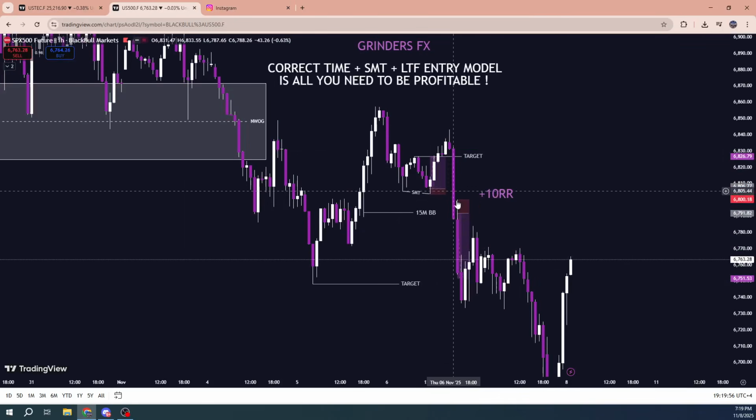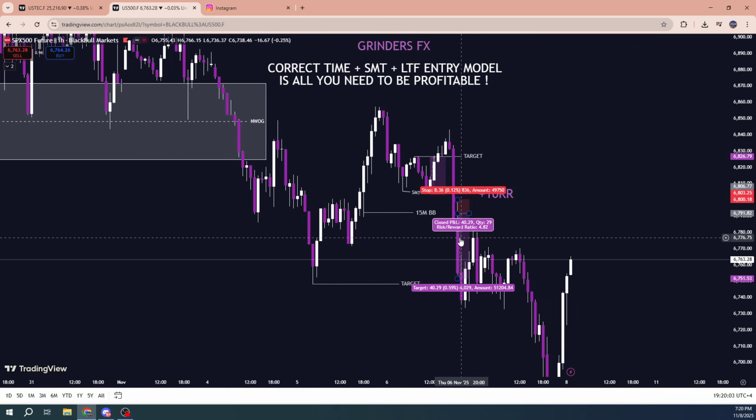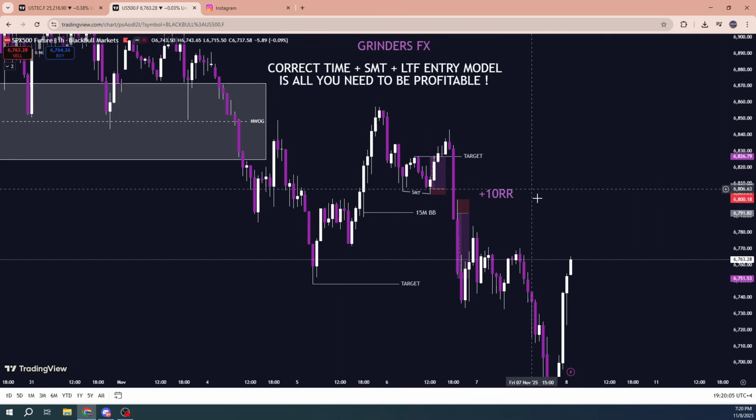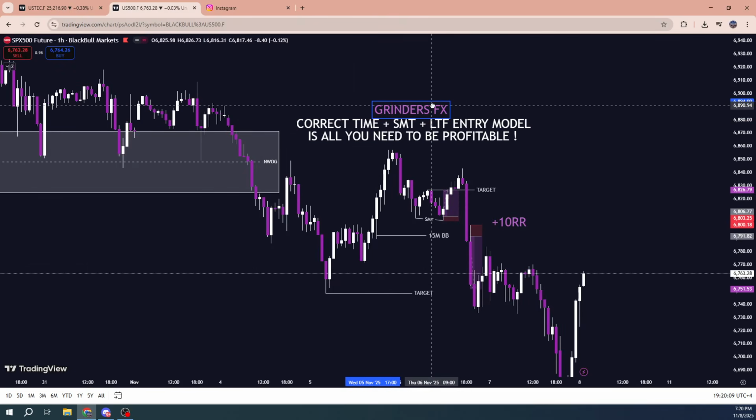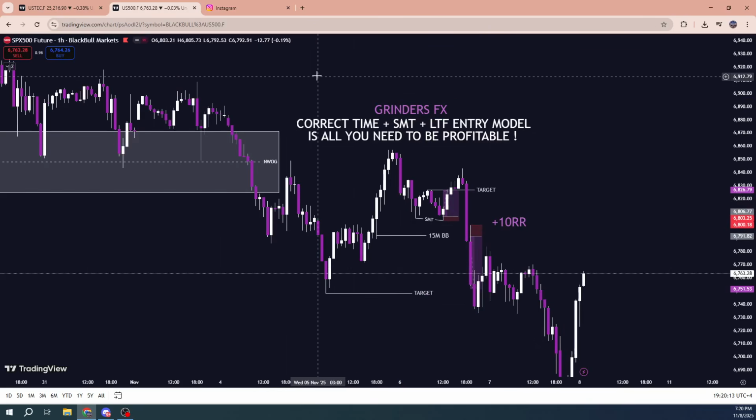As you can see, these two trades were taken in a single day. In total this was 5.6 RR, and this was around 5 RR. So in total we caught 10 RR in a single day, and I will teach you exactly what I use from scratch. I will delete everything and let's start.